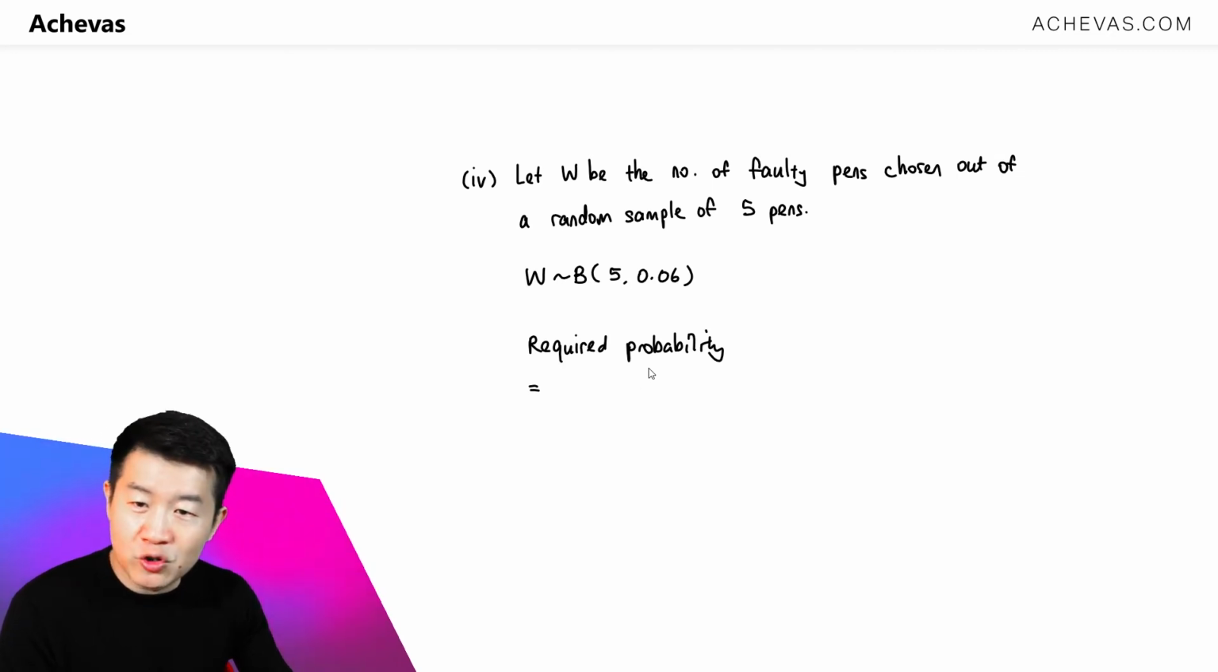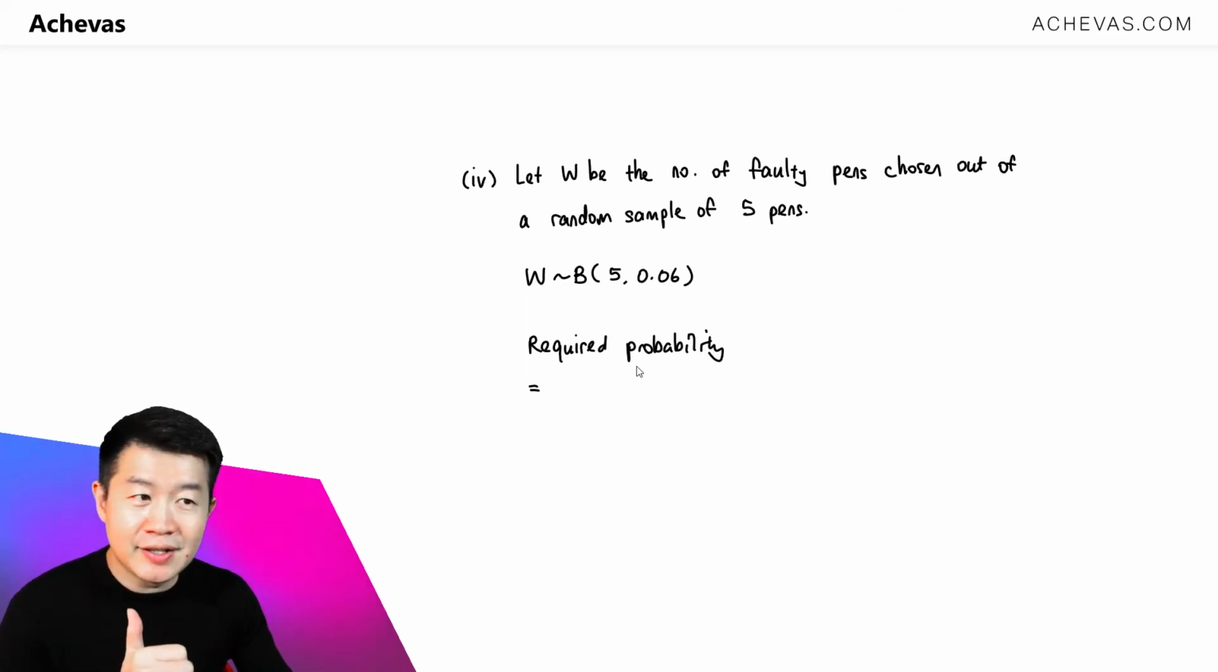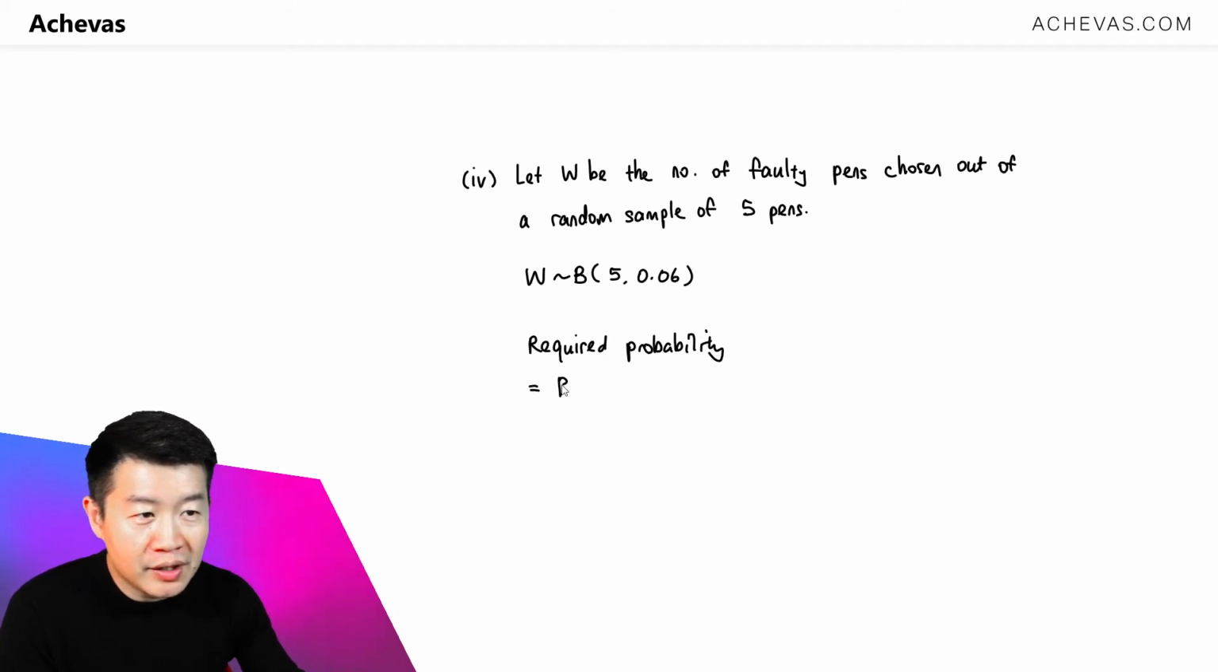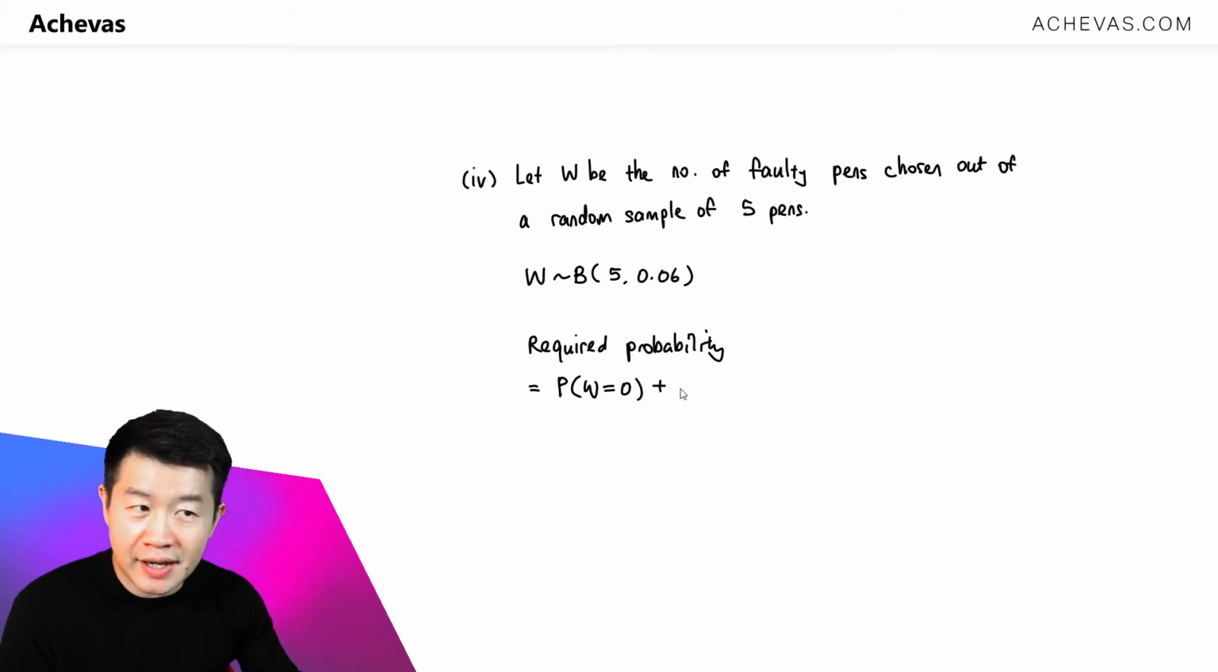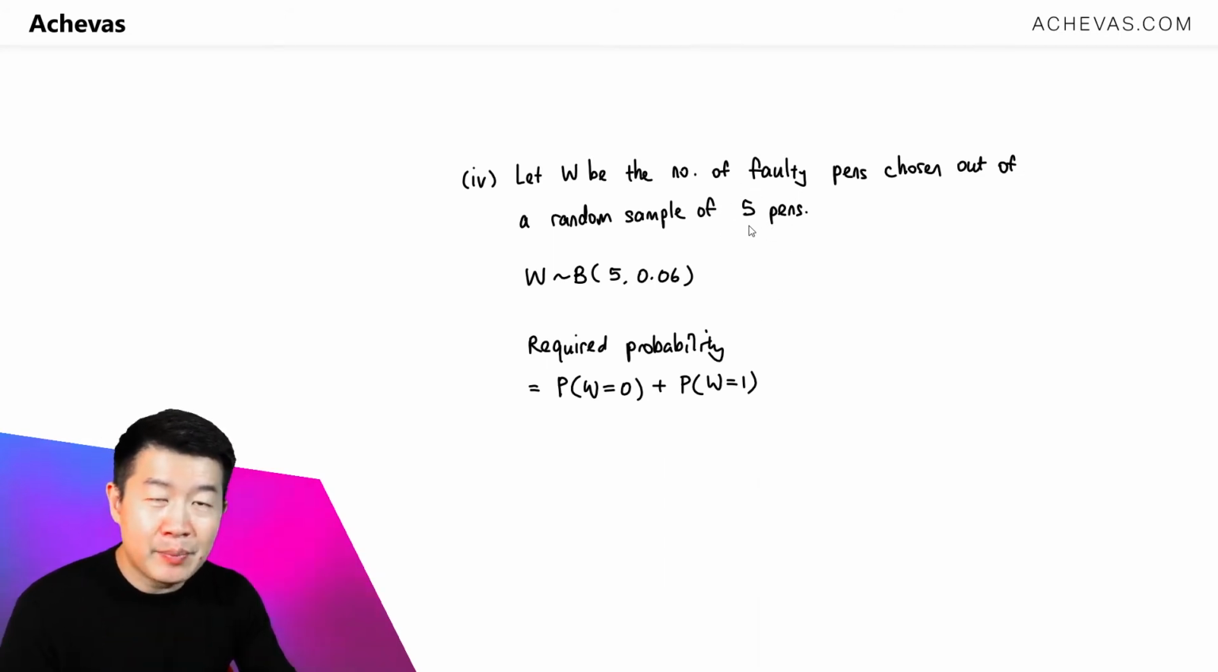And according to the description that is given to us by the question, there are going to be 3 cases. The first case is obvious. It is when there are no pens that are faulty, and that will be when the probability of W is equal to 0. The second case will be when W is equal to 1. We found 1 faulty pen out of these 5 pens. And when this happens, a second trial is going to be conducted.